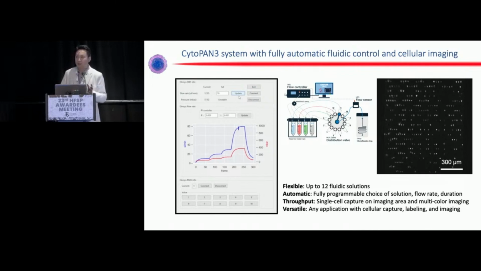During the discourse, we came up with this microfluidic component and control system such that we can automatically program what we want to do. We want to inject a specific solution, and then we can stop, and we can adjust the speed and the time. So it's very flexible. We can introduce up to 12 different solutions, and the entire procedure can be fully automated with our program. Then we can choose what solution, the flow rate, and the duration.